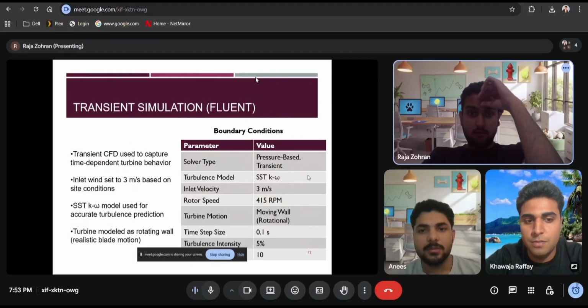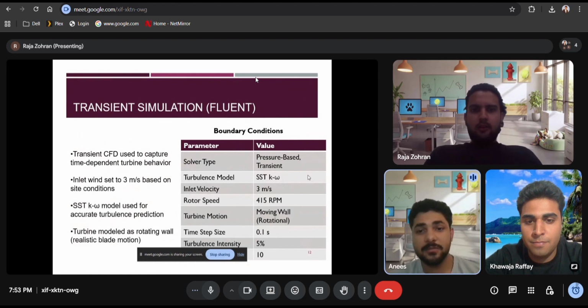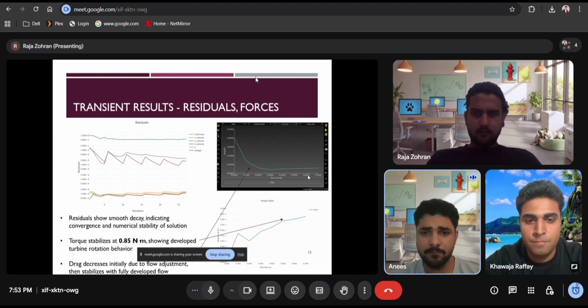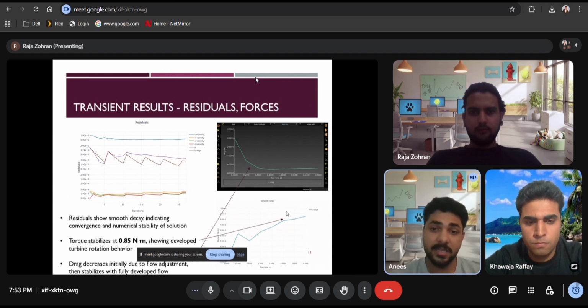during operation. Now moving towards the transient simulation results, this part focuses on capturing the real-time behavior of the turbine, which is more realistic compared to steady state analysis. As shown in slide 12, we can see the residuals and force plots for the transient case. The residuals show a smooth decay, which indicates the solution is numerically stable, and torque and drag vary due to flow adjustment and wake development, but after a short period, both values stabilize. The important point here is that the torque reaches around 0.85 Newton meter, which is significantly higher than the steady state value. So the transient analysis captures the actual rotating behavior of the turbine more accurately.